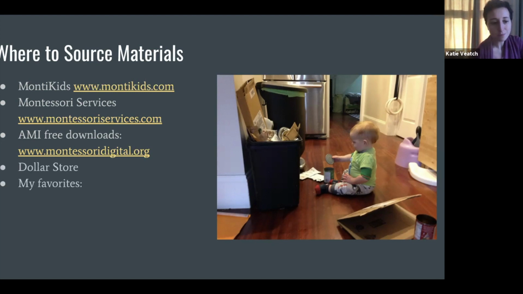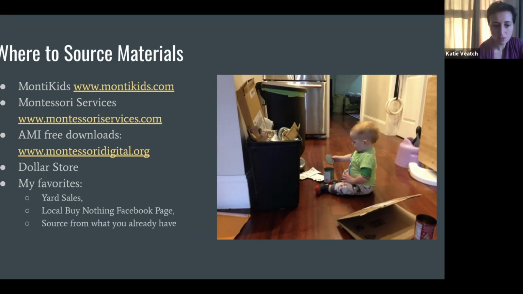The dollar store, I don't love it. It's an option. It's a lot of waste for our environment, but it's cheap stuff if you need to get some cheap materials, trays and napkins and things. My favorites: yard sales, your local Buy Nothing Facebook page. If you don't know about Buy Nothing, find your Buy Nothing page, and it's people giving stuff away that they don't want anymore. It's like a yard sale, but free. You can ask for stuff too.